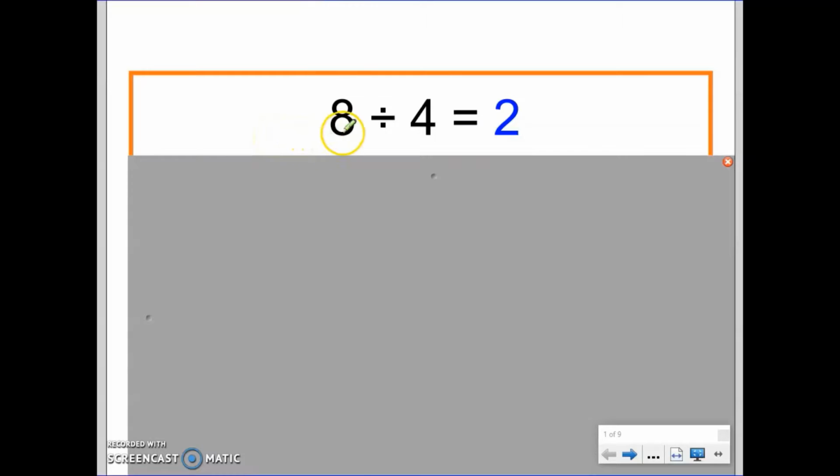Hopefully we all know that if we had 8 divided by 4, the answer would be 2. How many 4s fit into 8? The answer would be 2.